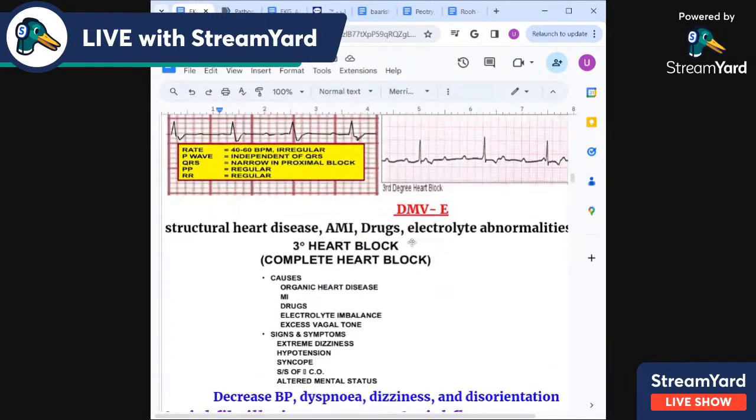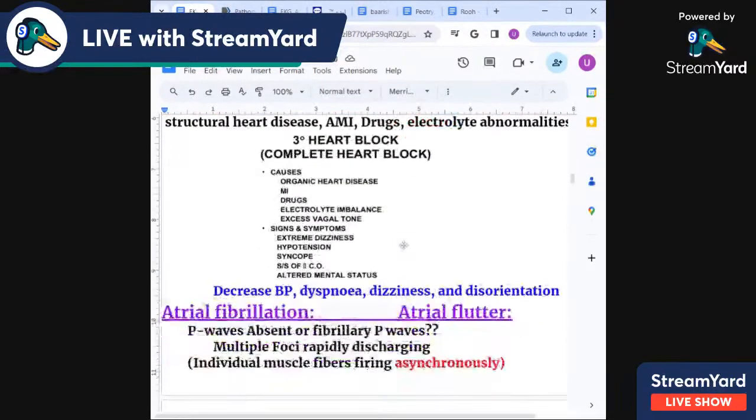And the causes of this are DMVE, a mnemonic: D for drugs, M for MI, V for vagal stimulation, and E for electrolyte imbalance. And the clinical features are 5 Ds: decreased blood pressure, dyspnea, dizziness, and disorientation mentally. So these are the clinical features of third degree heart block.